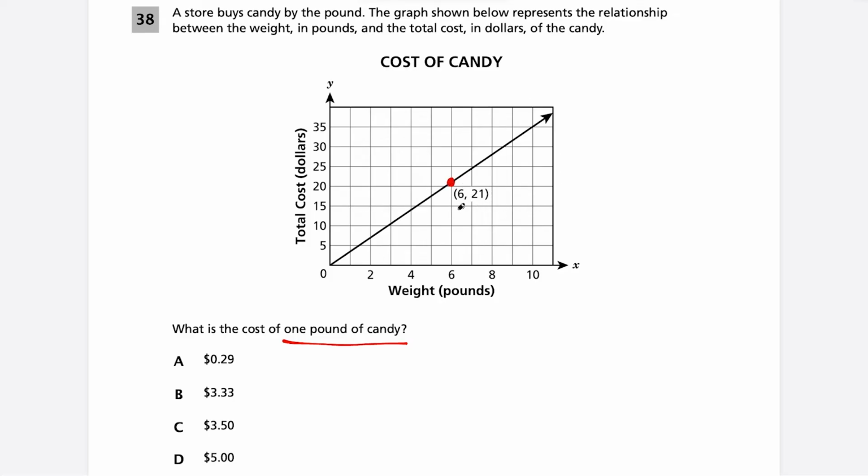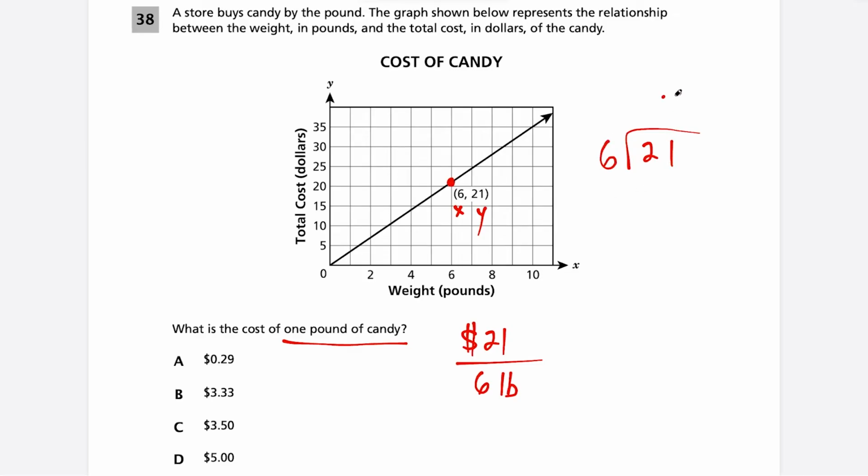So what that means is that the X in pounds and the Y in dollars tells us how much it costs to buy 6 pounds of candy. So that tells us that it is $21, because the Y-axis here is in dollars. It is $21 for 6 pounds of candy. So if I want to find the unit rate here for 1 pound of candy, I just have to do 21 divided by 6.